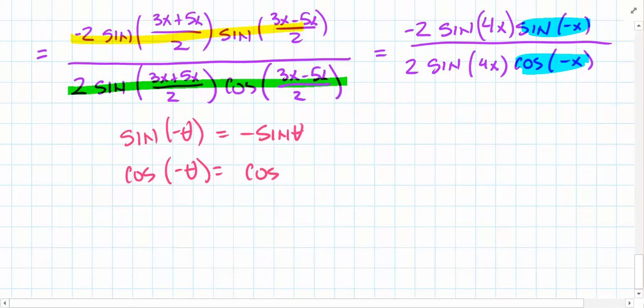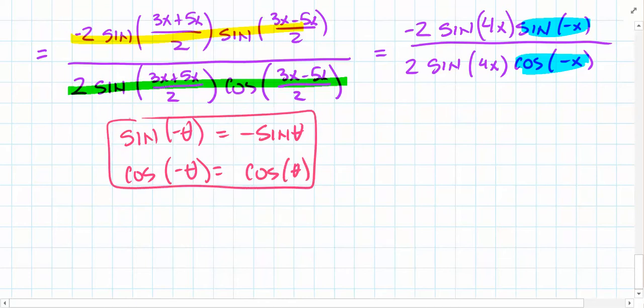Yeah, positive cosine theta, right? So these are our even odd identities, and those should be on the toolkit, on the very front page. So that being the case, check this out. This negative sign can pop out, and this negative sign together make what? Positive. Very good. So then I'm going to have 2 times the sine of 4x times the sine of x.